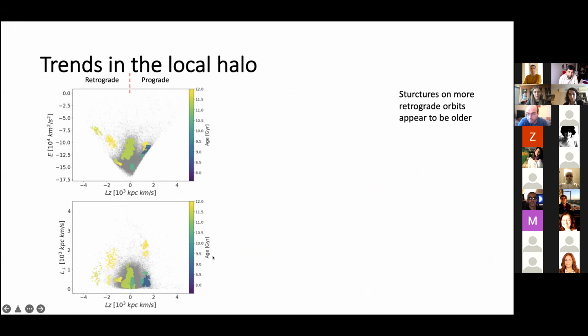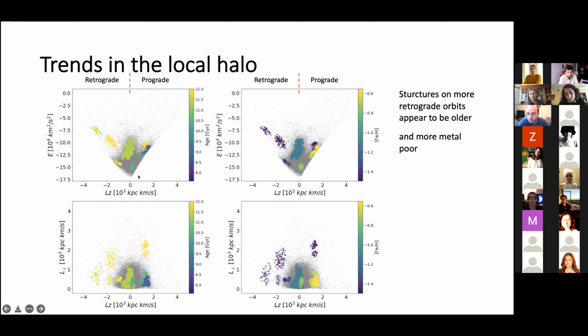I guess the other thing is that we see some trends in the local halo. So I said that we used color magnitude diagrams, and we fit isochrones to these color magnitude diagrams for each structure. And then you see here the structures, so Gaia Enceladus, Thamnos 1 and 2, colored by their average age. And we seem to see that more retrograde structures, so those that are orbiting in the opposite sense to the disk, most likely to be accreted because of this opposite rotation, appear to be older than the prograde structures, and they also appear to be more metal poor.